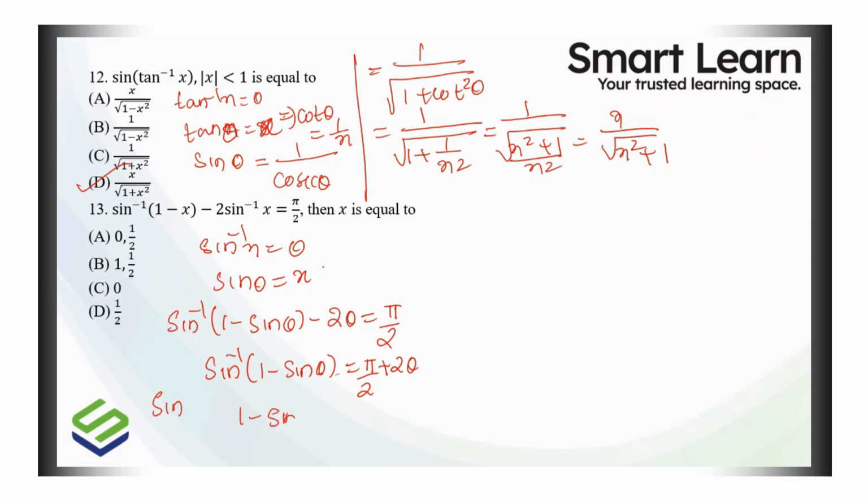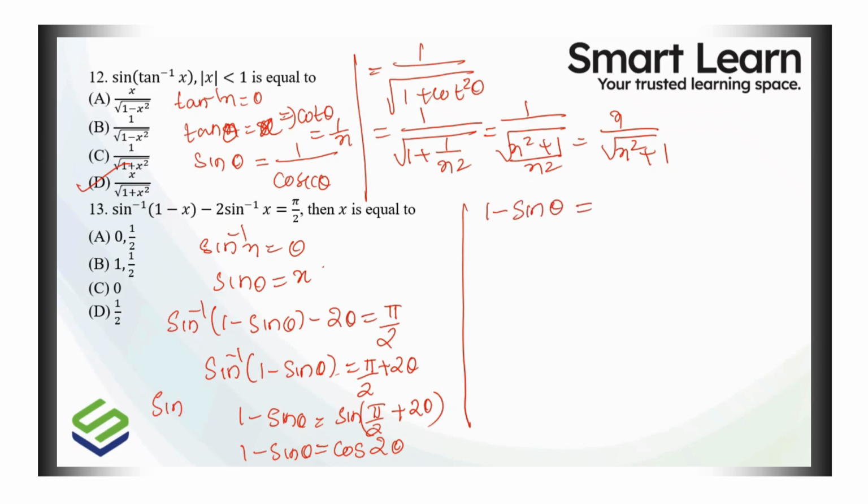Here it will be sine of pi by 2 plus 2 theta. You know what is sine of pi by 2 plus 2 theta? When pi by 2 is coming, you have to take the conjugate, so it will be cos 2 theta. So 1 minus sine theta is equal to cos 2 theta. Now I have to solve this one. I can write this cos 2 theta in terms of sine theta. How will we write? 1 minus 2 sine square theta. That is the cos 2 theta form.